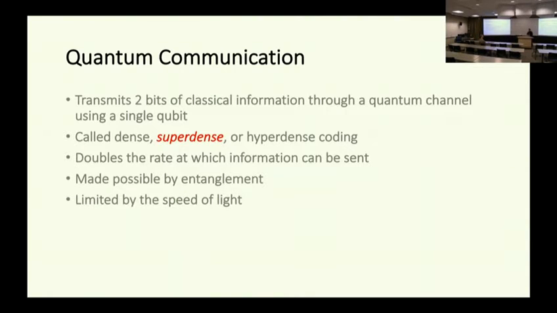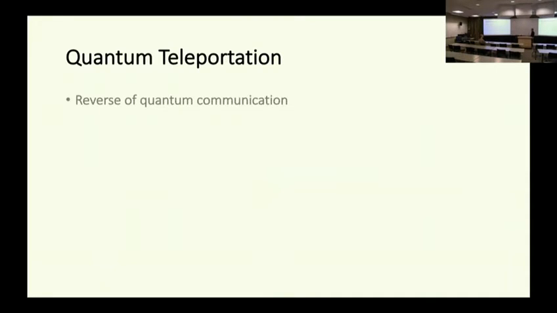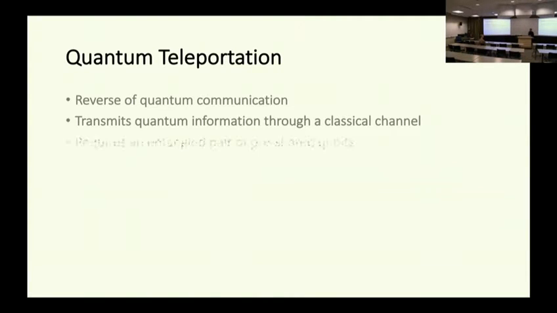This communication is limited by the speed of light. It's not entanglement. It's not the speed of entanglement, or let's say the measurement. That's a different idea. Here you are actually doing something which is transmitting information by design, so it's limited by the speed of light. Quantum teleportation. It's actually just simply the reverse of quantum communication. The transmitting quantum information through a classical channel.